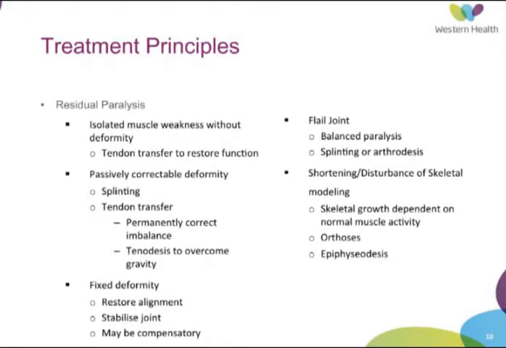So these are generally treated with splinting, and these may require tendon transfers. And there's two ways that this can be achieved. This is either to permanently correct an imbalance in order to prevent further deformities occurring, or to provide a tenodesis in order to overcome gravity. I'll come back to these all in a bit more detail.